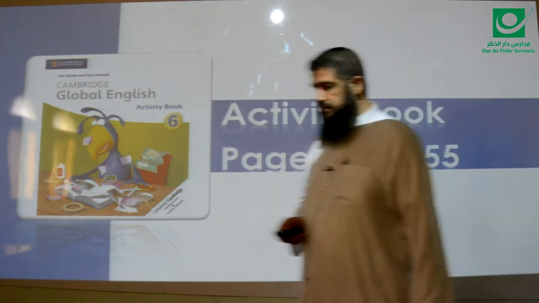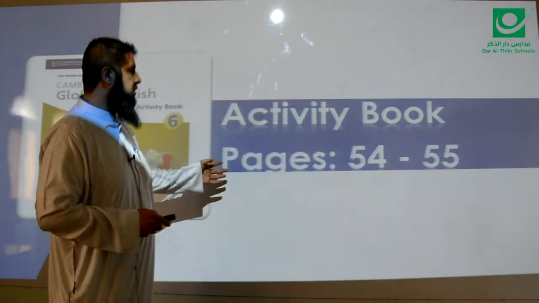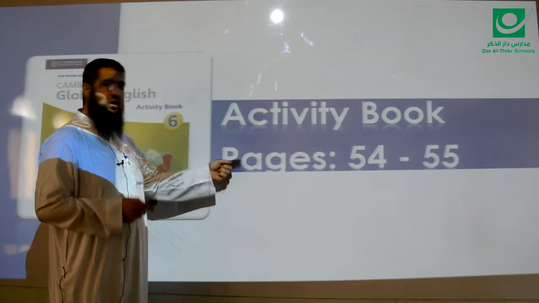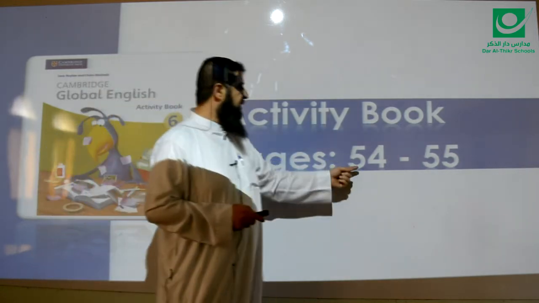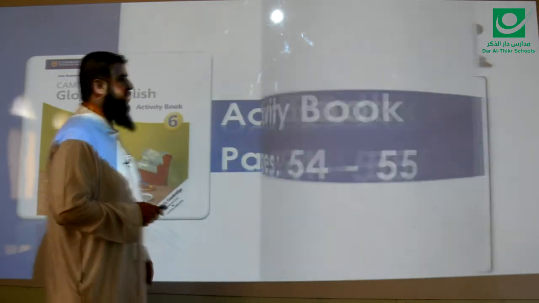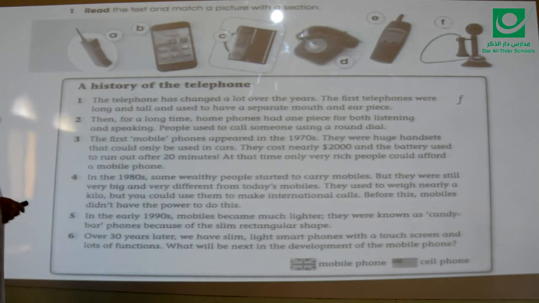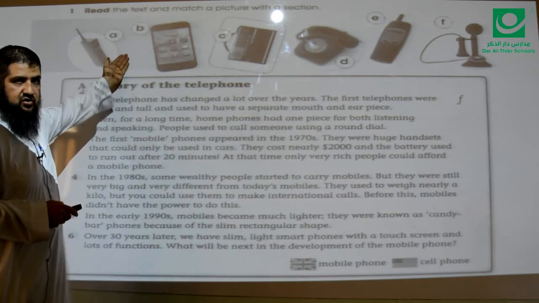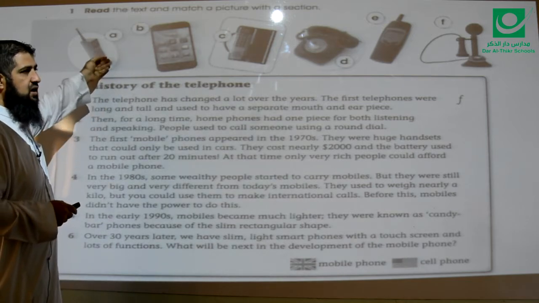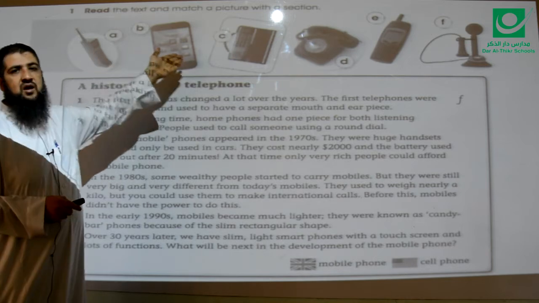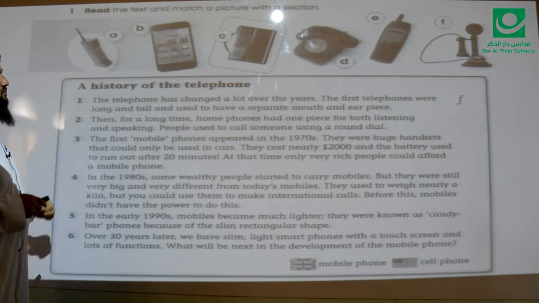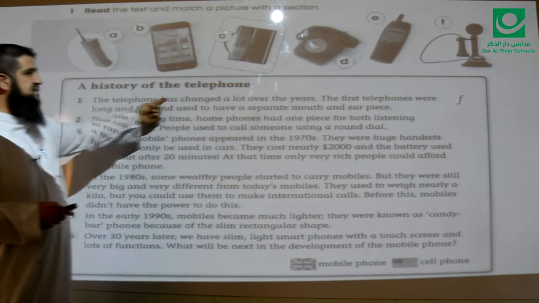Yes, now we are going again to start with lesson 2 about great minds, but in the activity book. So please open your books on pages 54 and 55. Okay, students, here, read the text and match a picture with a section. As you can see here, I have different kinds of phones. Let's say this is the timeline of the inventions of the phones in general. So, history of the telephone.